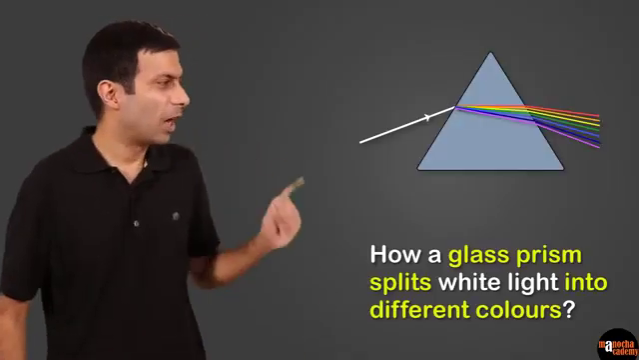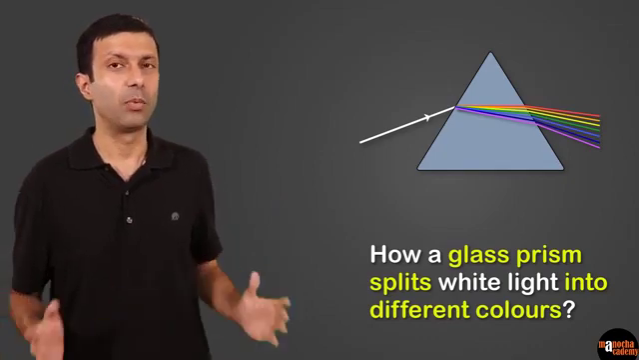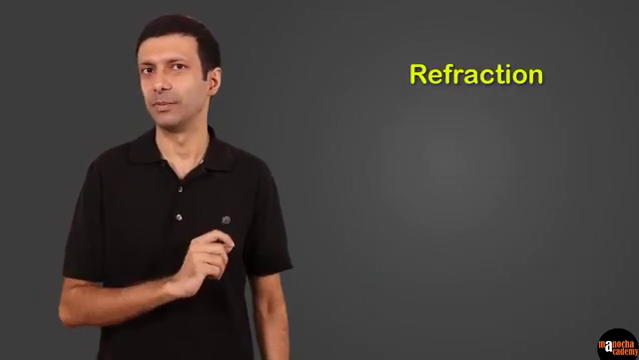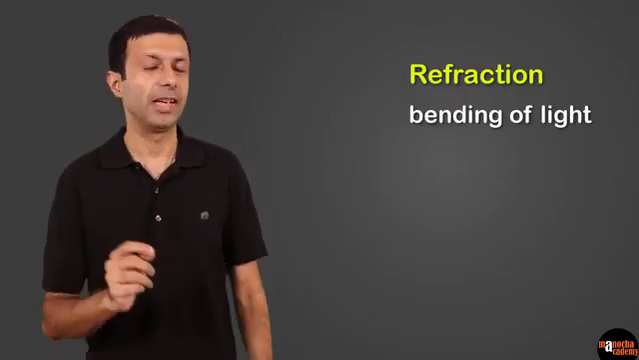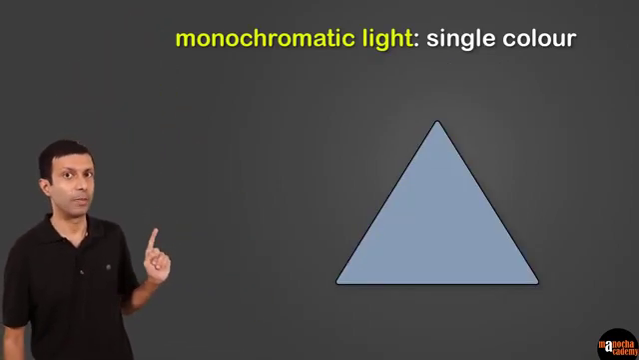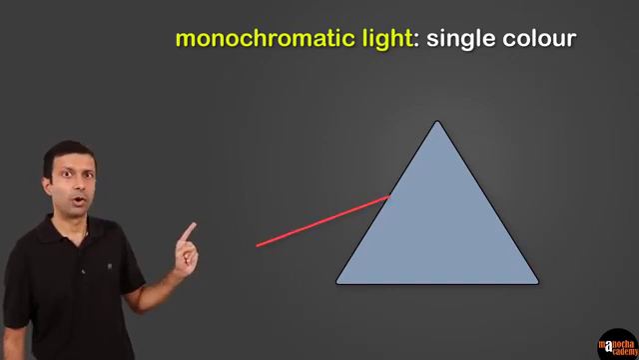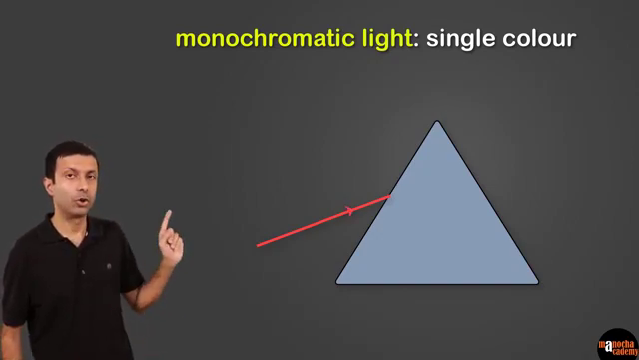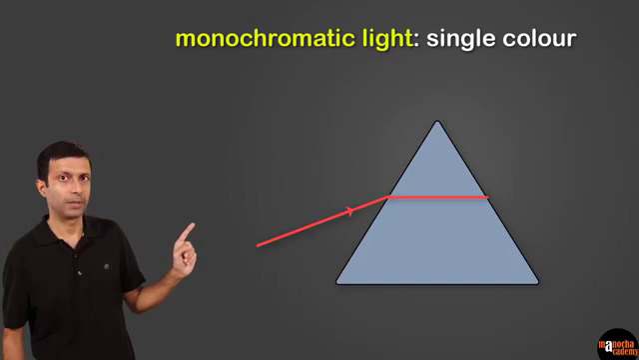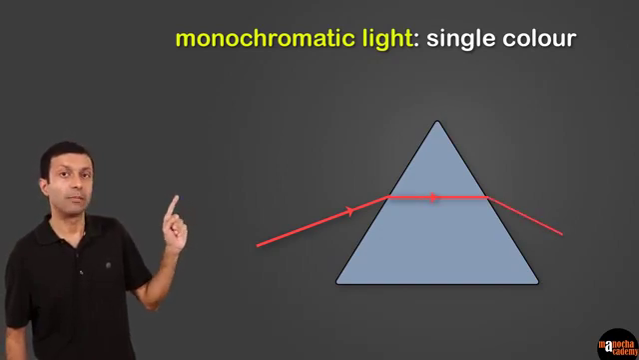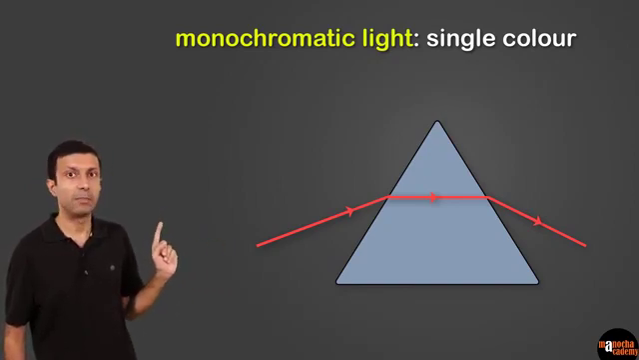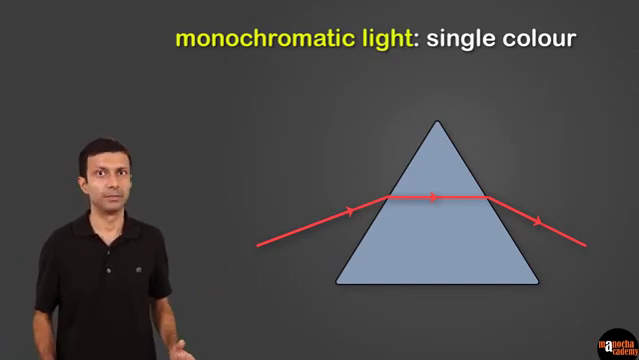Now let's understand how a simple glass prism is able to split the white light into different colors. For this, we need the concept of refraction. Remember, refraction means bending of light. So let's start off by shining light of a single color, known as monochromatic light, let's say red light here, onto our glass prism. And as you can see, the light is traveling from air to glass, so there's a bending or refraction there. And once again there's a bending when light comes out of the prism, so from glass to air. And as you can see, the red light is bending towards the base of the prism here.